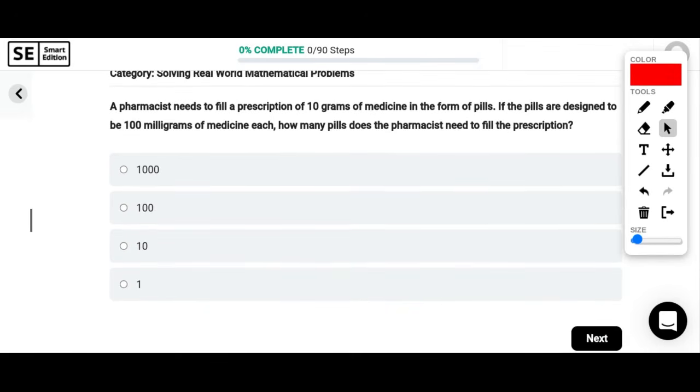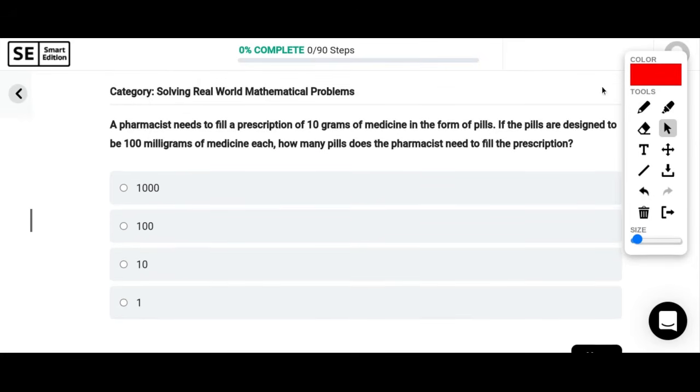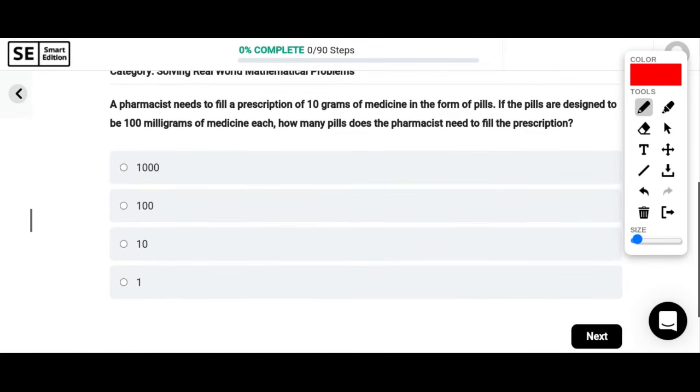Okay, a pharmacist needs to fill a prescription of 10 grams of medicine in the form of pills. If the pills are designed to be 100 milligrams of medicine each, how many pills does the pharmacist need to fill the prescription? So I have 10 grams, and I want to know how many milligrams that is because it's supposed to be given in a 100 milligram pill. So 10 grams is equal to how many milligrams?